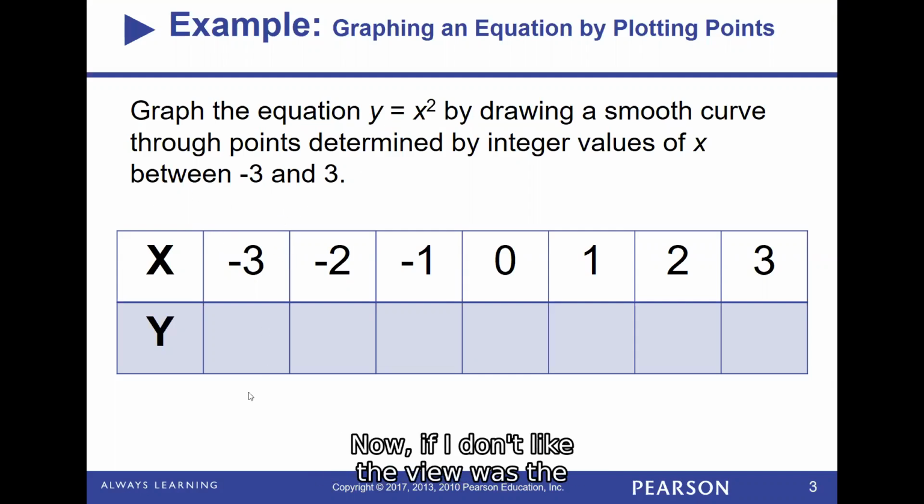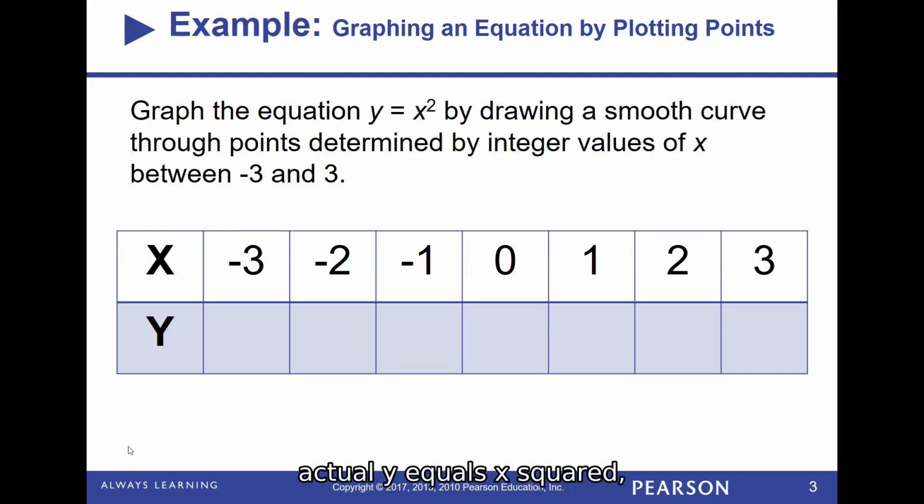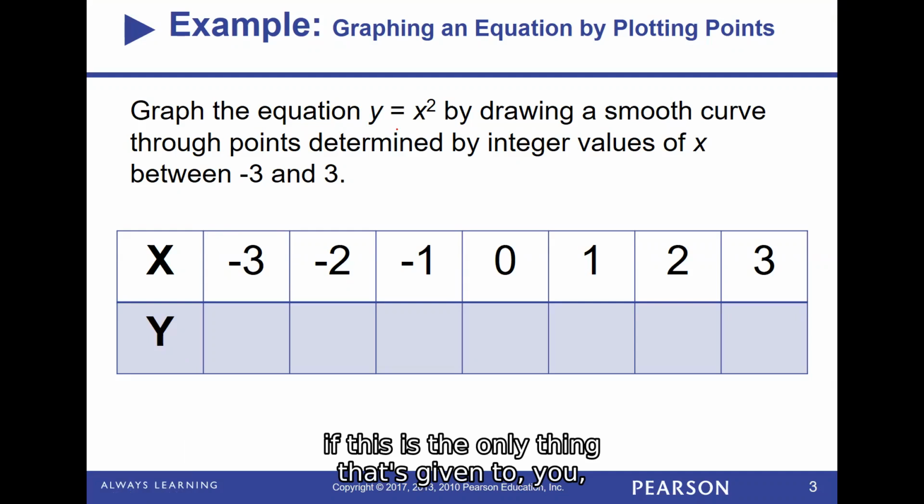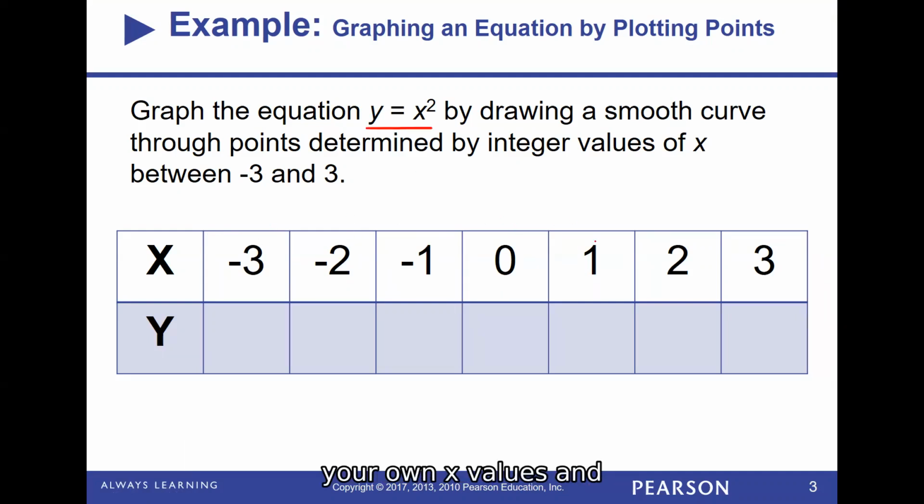Now, if all I gave you was the actual y equals x squared, please understand that if this is the only thing that's given to you, you need to choose your own x values and find out what the y values are so you can plot them. For the most part, anything between -3 and +3 is a really good choice here.